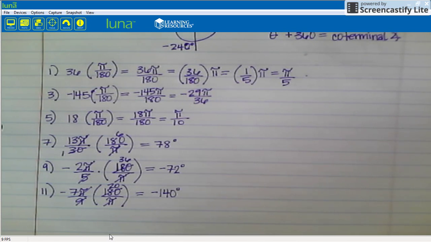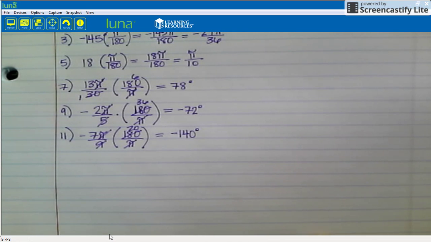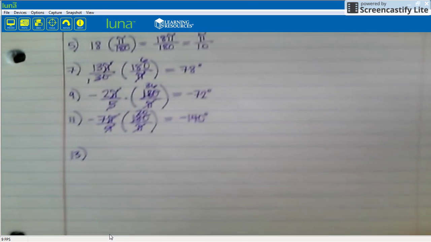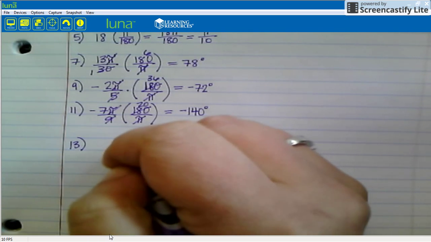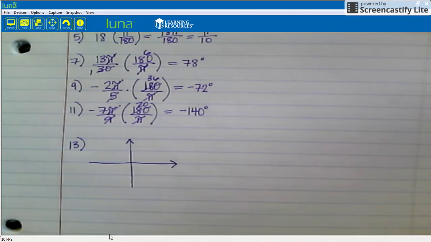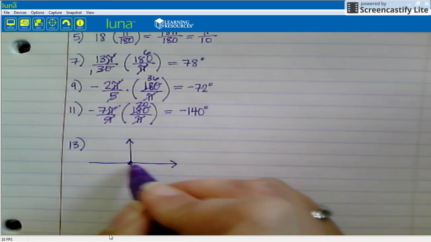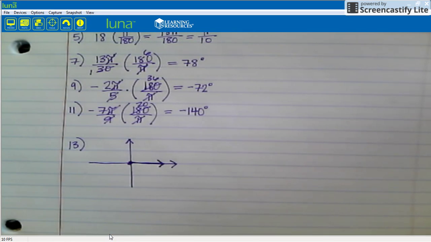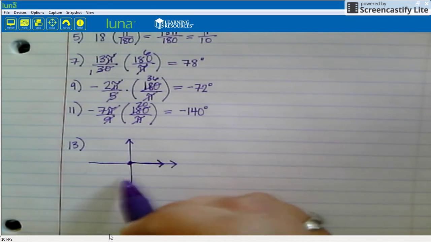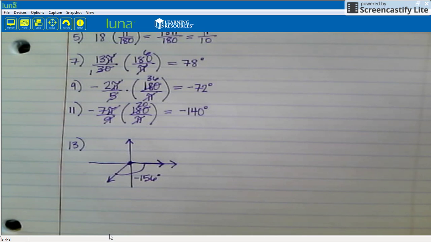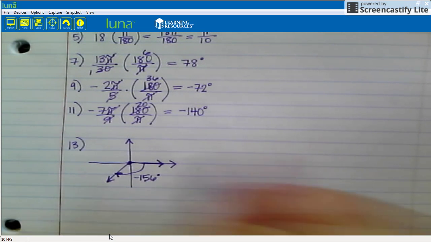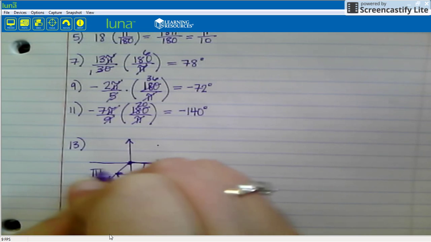Now in numbers 13 through 18, this is where you're determining the quadrant in which the terminal side of the angle will fall. So in number 13, sometimes it's very helpful to draw a picture to represent your situation. So if I am drawing negative 156 and it's in standard position, my vertex is at the origin and my initial side is on the x-axis, and negative 156 means it has to move in the clockwise direction. So I'm going to be somewhere here when I move in the negative 156 degrees direction, which means I'm going to fall in quadrant 3.